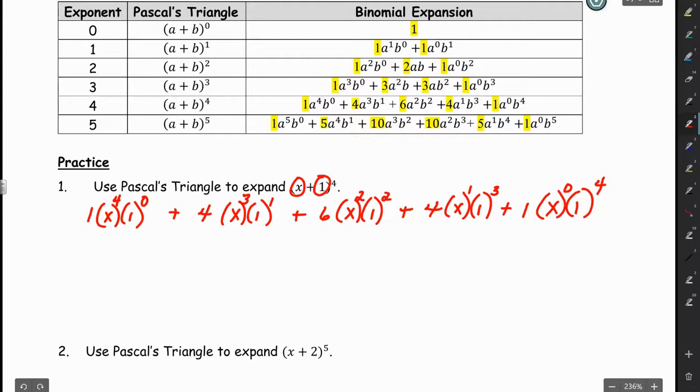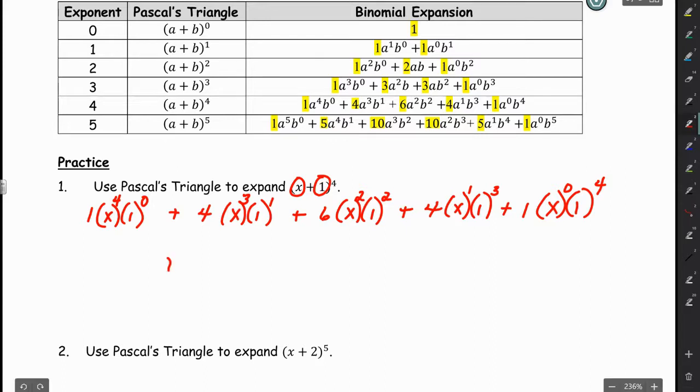So we're done. We've already expanded it. We're just going to clean it up and make it look a little nicer. We don't really need to write, for example, to the first power anywhere. And we really don't need to write the terms that are to the 0 power because anything to the 0 power is 1. So let's just write this out a little neater.